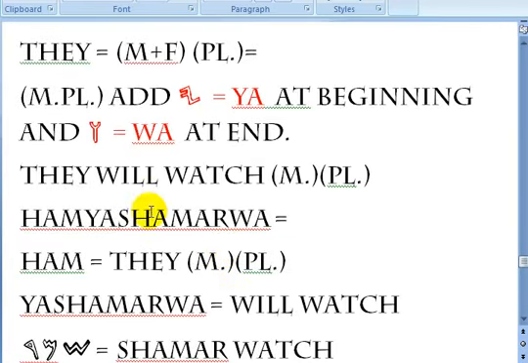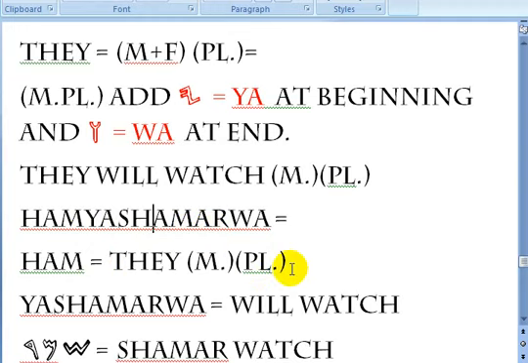All right. They, male plural. The male plural, you add a ya at the beginning and a wa at the end. They will watch, male plural. This is the future tense. Hum, ya, shamar, wa. You see, you add a ya right here at the beginning, right? And you add a wa at the end. See? So it's hum, ya, shamar, wa.